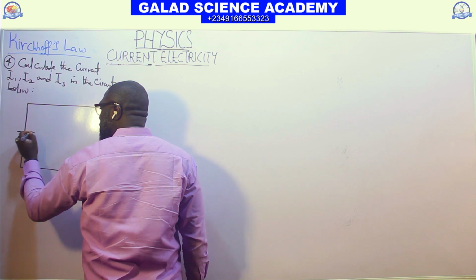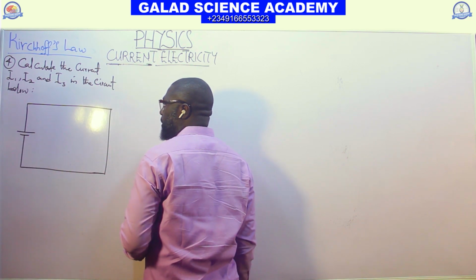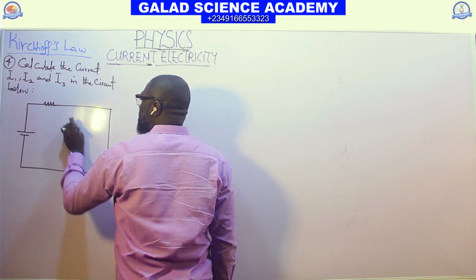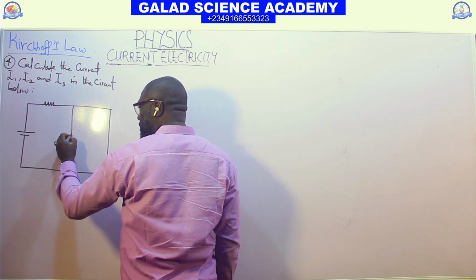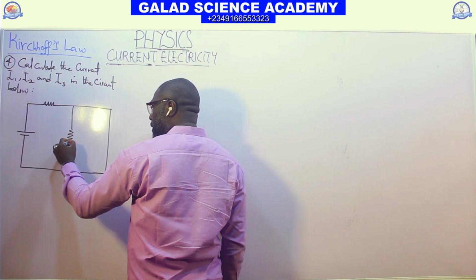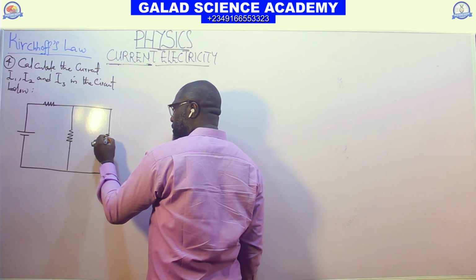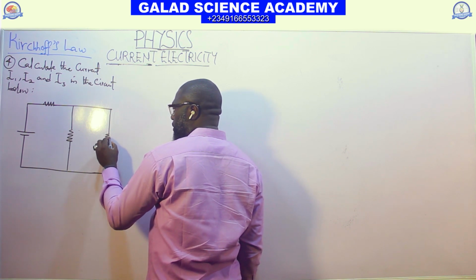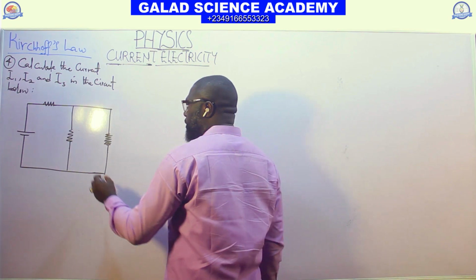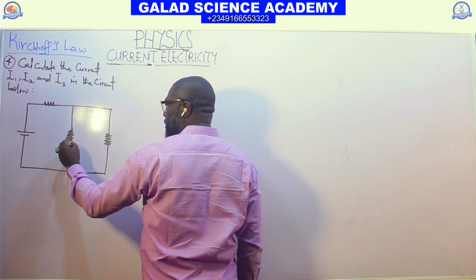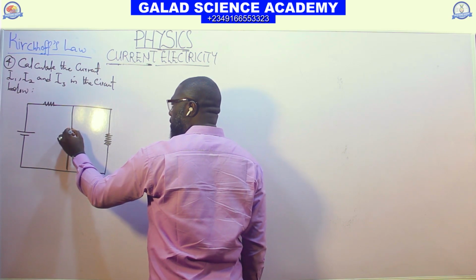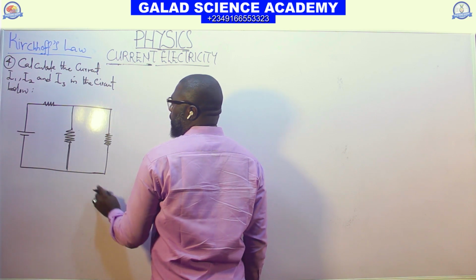If this point is so, and here having resistor, at this point, two resistors are parallel with each other. So this is what? Resistor. This.